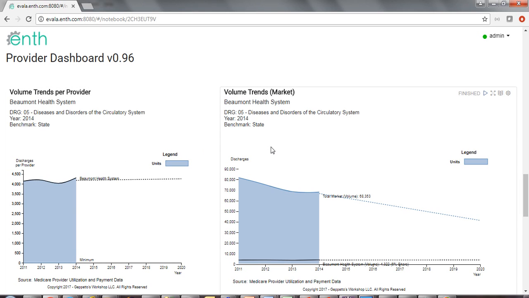The chart on the right is total volume for the market. What we can see here, which is kind of interesting, is over 80,000 patients were seen in 2011, and that dipped to around 68,000 in 2014. So this trend is interesting, and if I'm a provider or a hospital, I'm a bit disturbed by this. The market size is declining in the state of Michigan, and this is actually fairly common. We've seen this in many markets. Enth has projected it's going to continue to decline into 2020.